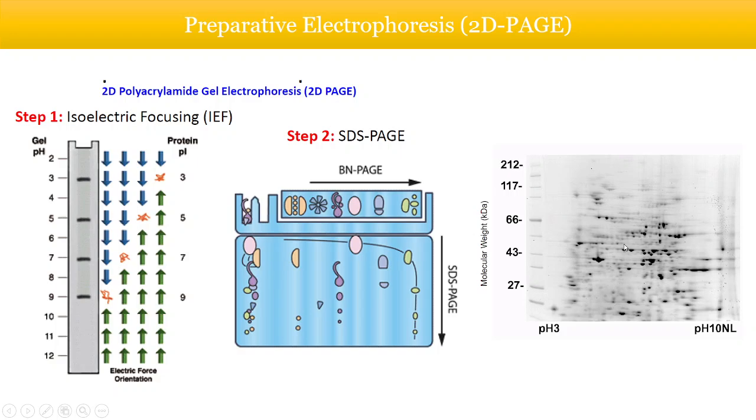So this is a 2D electrophoresis, basically, where you are separating first on isoelectric focusing, that is based on the pI of that particular protein, and secondly you are performing a polyacrylamide gel electrophoresis.